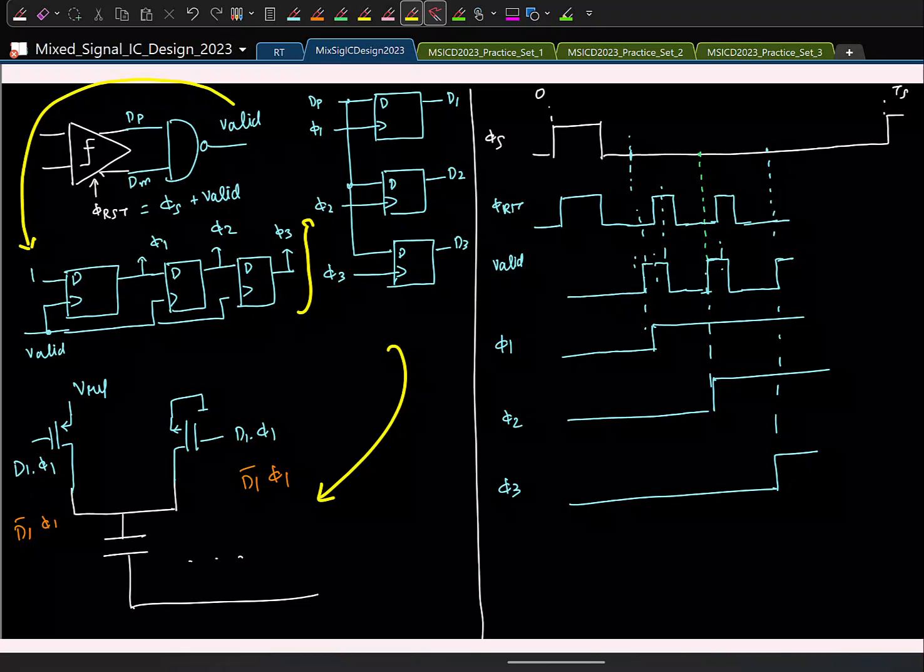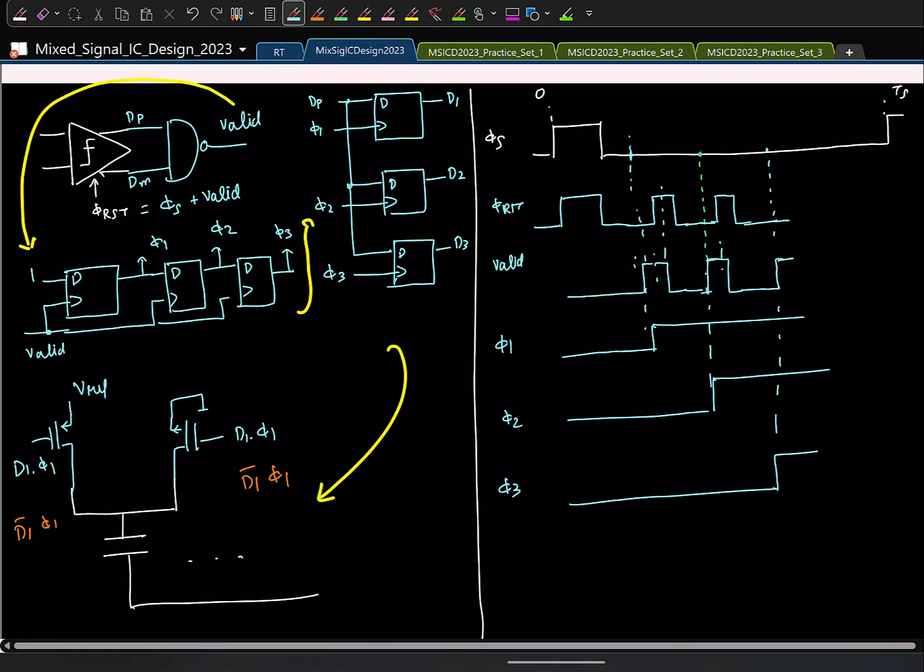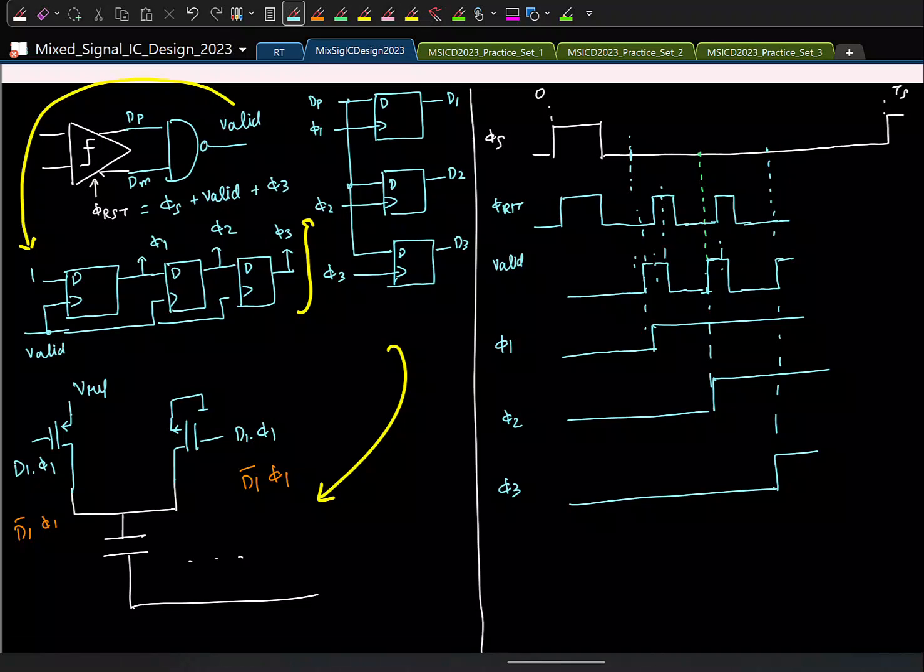So which signal here marks the end of the third comparison? Φ3. So I'll use Φ3 for resetting the comparator. Once Φ3 goes high, my reset will also go high, let's say after a short delay. Once reset goes high, what will happen to valid? Valid will come to 0 and then it will be like this, that's all.